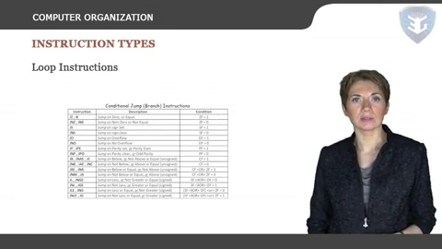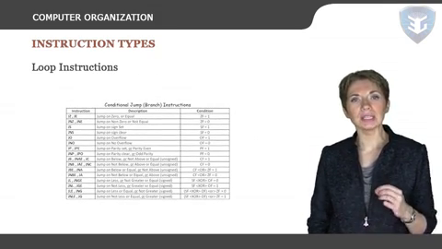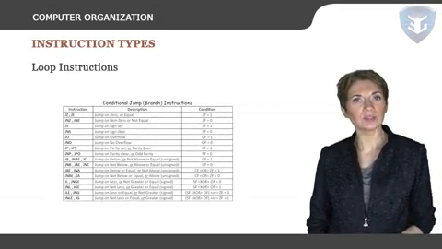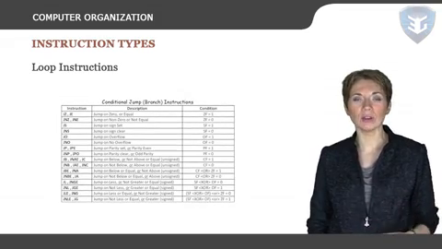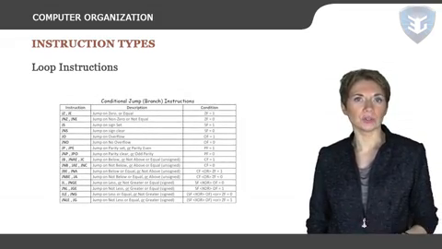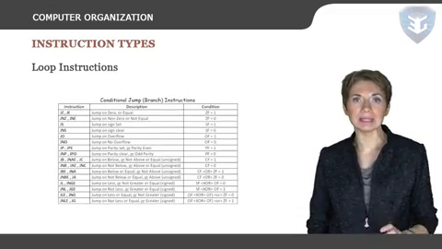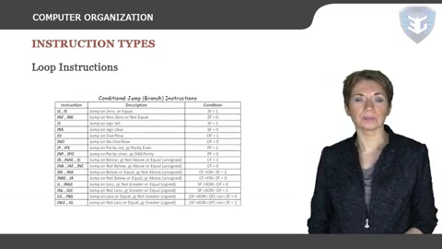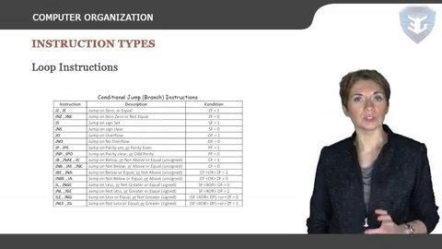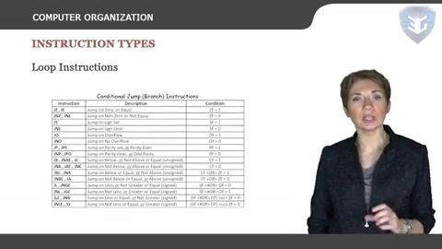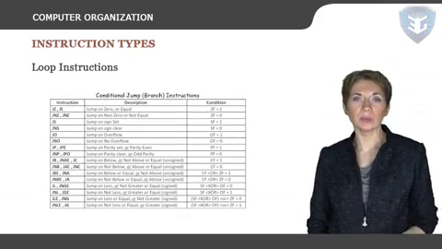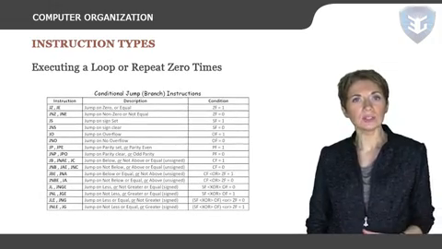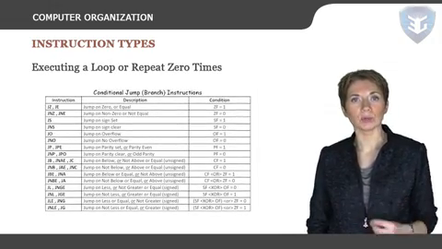Loop instructions. The loop instructions are conditional jumps that use a value placed in ECX to specify the number of repetitions of a software loop. All loop instructions automatically decrement ECX and terminate the loop when ECX equals 0. 4 out of the 5 loop instructions specify a condition involving ZF that terminates the loop before ECX reaches 0. Executing a loop or repeat 0 times.